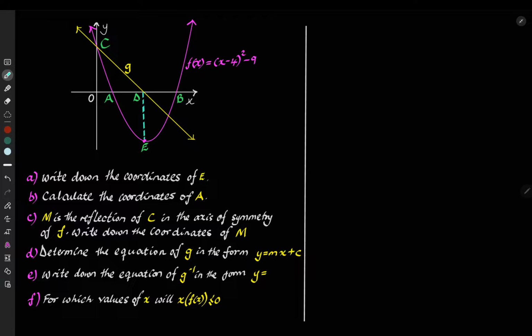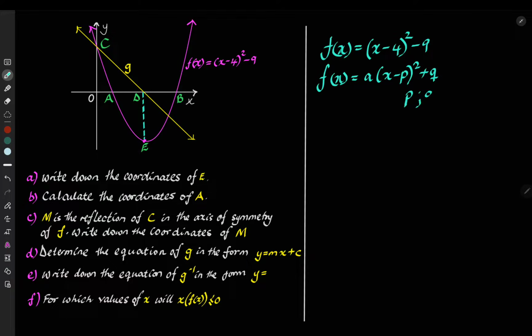The first question asks us to write down the coordinates of E, which is the turning point. If you look carefully, we are given the equation of the parabola in what we call the turning point format. This equation, (x minus 4) squared minus 9, is in the format f of x is equal to a(x minus p) squared plus q. If you remember, when you're given an equation in this turning point format, the coordinates of the turning point are just p and q.